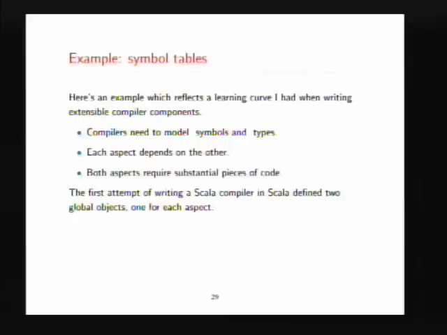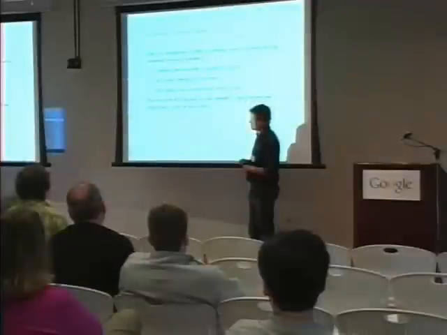And the example is a very real one because when I wrote the javac compiler originally, it wasn't very componentized. It essentially had a lot of hard links in there. And when I wrote the Scala compiler, I used the same ideas. So it was essentially the same layout. In a compiler in particular, you need to model symbols and types. And each aspect depends on the other. A symbol has a type. A type might be a class which contains symbols. So there's a recursive cycle. And both aspects require substantial pieces of code.